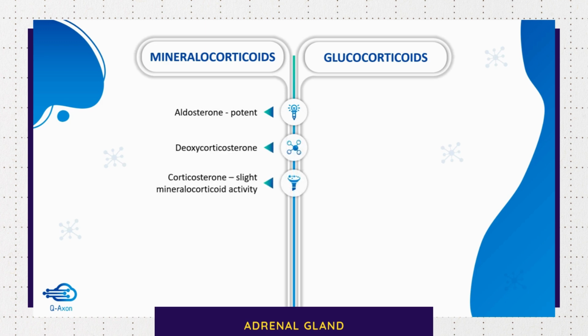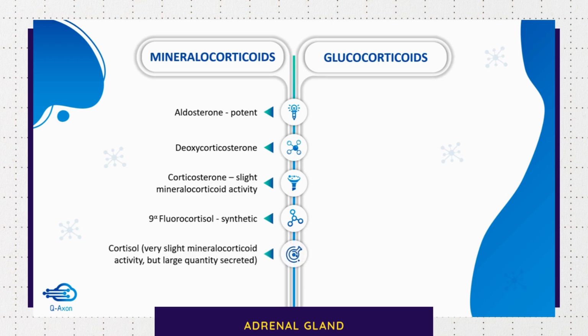So we have aldosterone, which is a potent mineralocorticoid, deoxycorticosterone, corticosterone, which has a slight mineralocorticoid activity. Then we have synthetic mineralocorticoid, namely 9-alpha-fluorocortisol. Then cortisol, it is said to have a very slight mineralocorticoid activity, but large quantity is secreted. Then cortisone, it has slight mineralocorticoid activity.